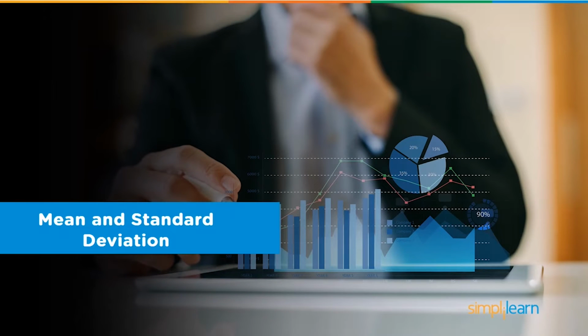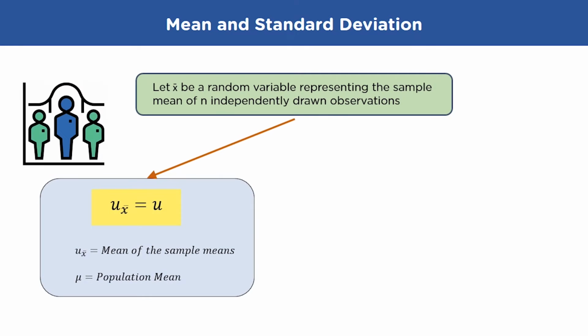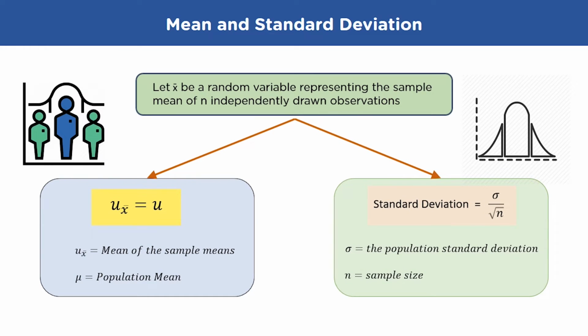Let's discuss the mean and standard deviation associated with it. Suppose we are sampling from a population with mean mu and a standard deviation sigma. Let x bar be the random variable representing the sample mean of n independently drawn observations. Then we can say that the mean of the sampling distribution of the sample means is equal to the population mean, which is mu x bar is equal to mu, where mu x bar represents the mean of the sample means and mu represents the population mean. On the other hand, the standard deviation of the sampling distribution will be equal to the population standard deviation upon the square root of the sample size.